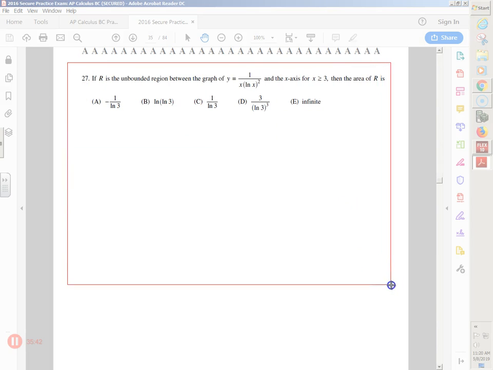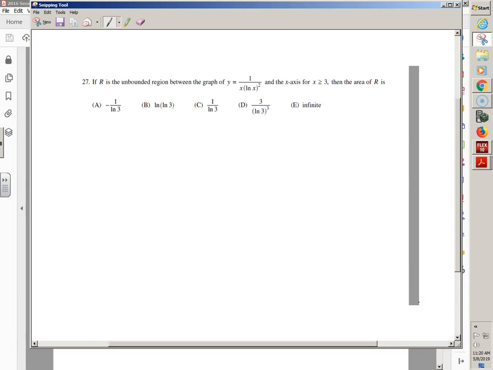R is the unbounded region between. Now, sad thing is this is a non-calculator. However, it says for x greater than or equal to 3. Don't think about what you don't know. Think about what you do. If x is greater than or equal to 3, and I plug in 3, 4, 5, 6, positive. If I plug in ln of 3, 4, 5, well, who cares? It's squared, but either way, positive squared is positive.